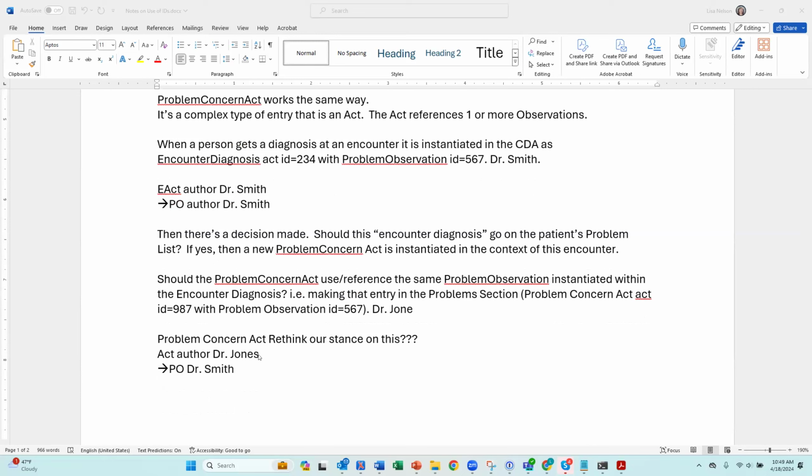Okay. And then inside these entries, oh, I wish I could bring something up really quick. Let me think if I have an example, just to get us visualizing the problem concern.